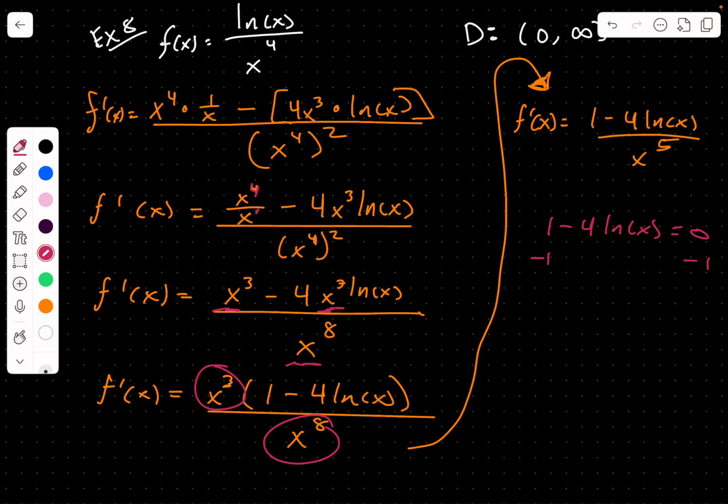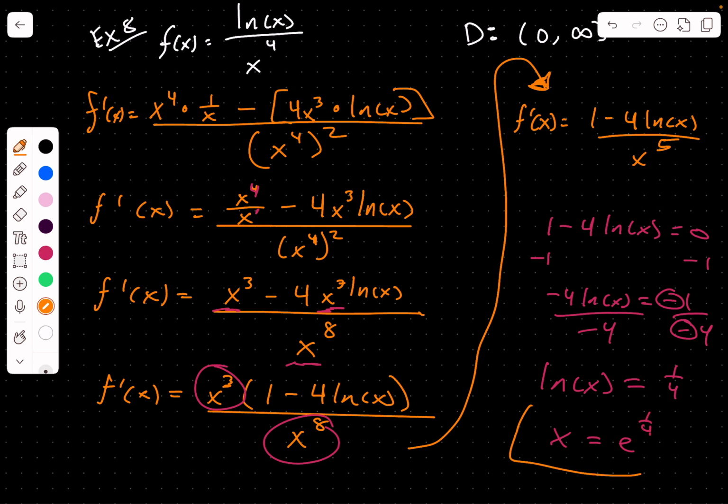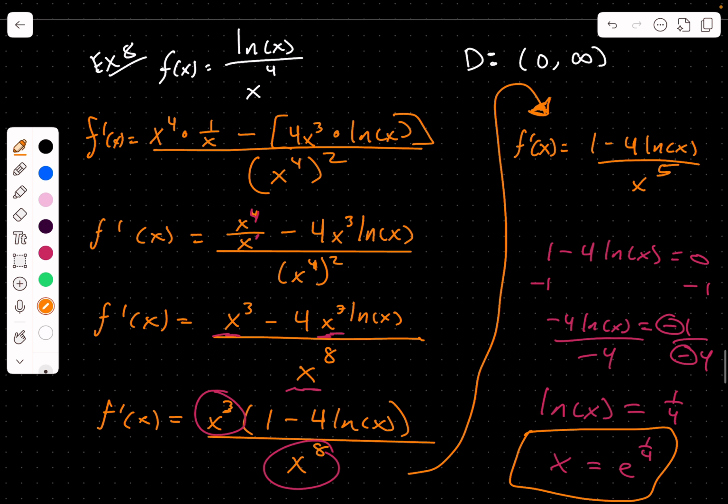We're going to subtract 1. We're left with negative 4 ln x equals negative 1. We're going to divide by negative 4. We are left with ln of x equals 1 over 4, because these two negatives cancel each other out. And then we're going to use our logarithmic exponential rule, which states ln of x equals a, so x equals e to the a. So we are literally just left with x equals e to the power of 1 over 4. So this is our critical value. And does it fit? Yes, it does. It fits our domain.